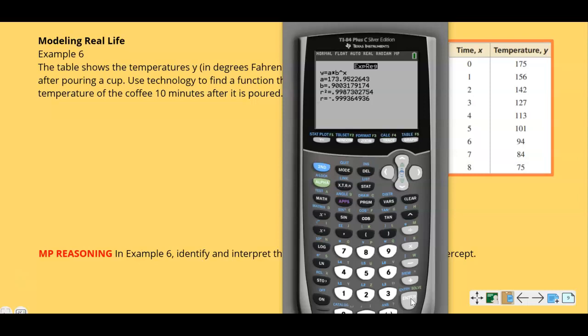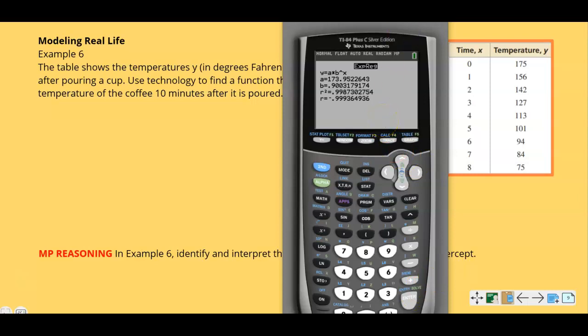So you can see that it gives us an A of 173.95. We could round that up to 174. And our B is 0.9, so it's decay, it's going down. And then that would be raised to the x power. Now, R, if you remember, R tells you how strong a correlation it is. So R is negative 0.999, which means that's a very strong negative correlation.